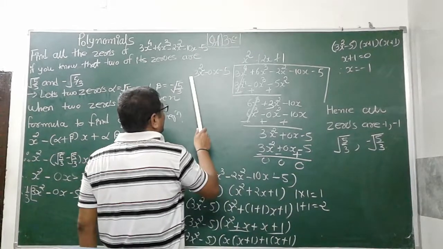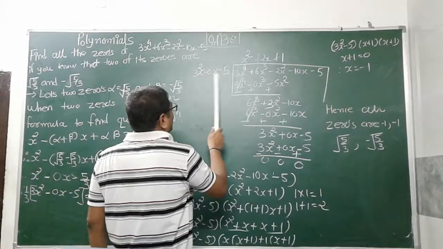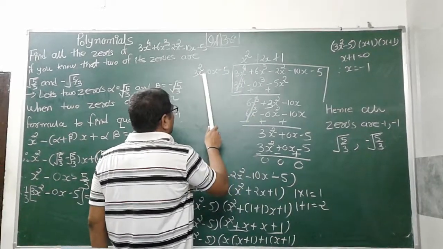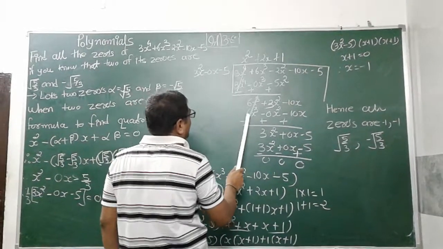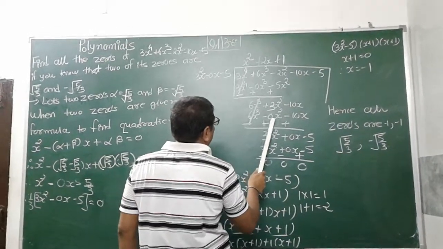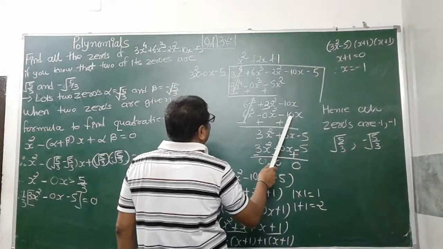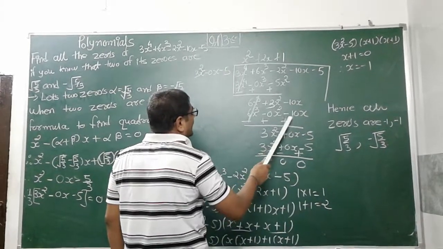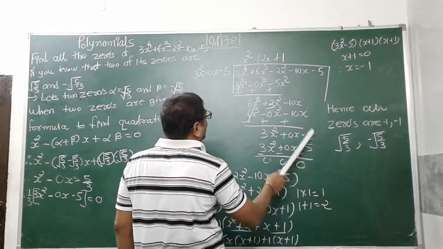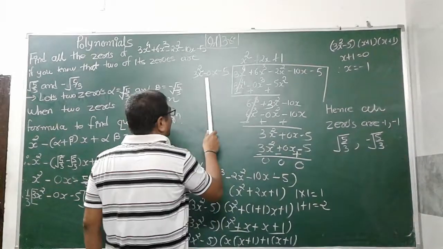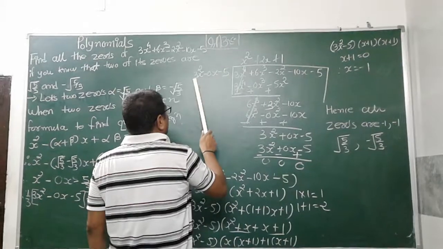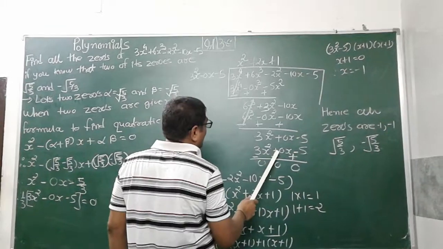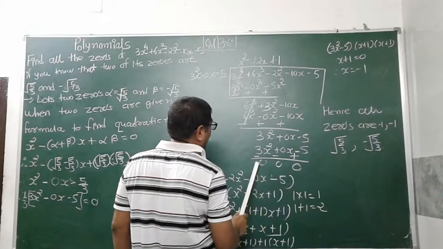Again 6x cube divided by 3x square is 2x, multiplied by 3x square minus 0x minus 5. By the distributive property we get 6x cube minus 0x square minus 10x. Again we cancel out, change the sign. So 3x square, minus 10x plus 10x is 0x, minus 5. Again 3x square divided by 3x square is 1, multiplied by 3x square minus 0x minus 5. By the distributive property we get 3x square plus 0x minus 5. We change the sign, so we get remainder 0.